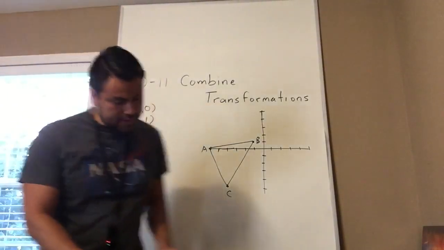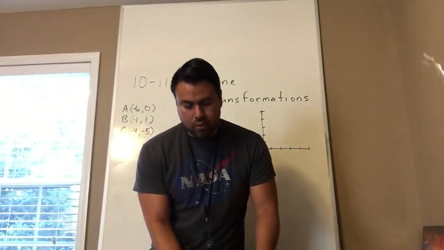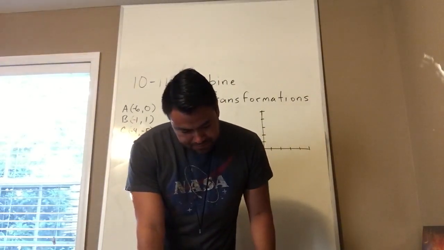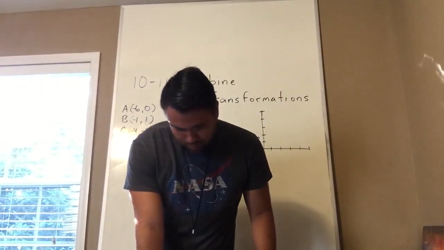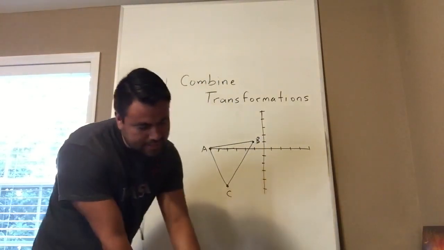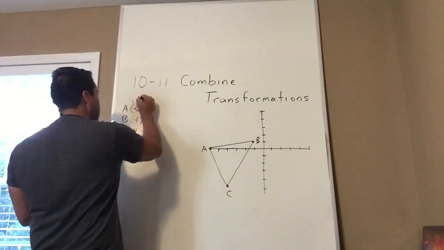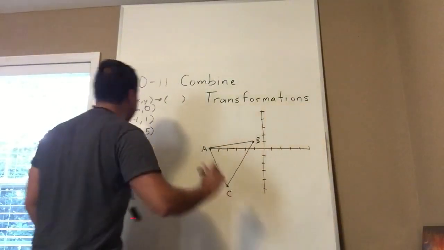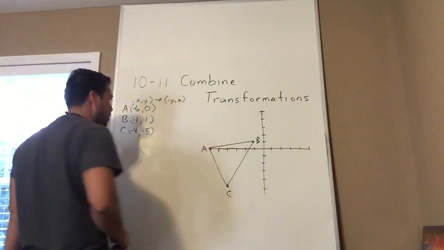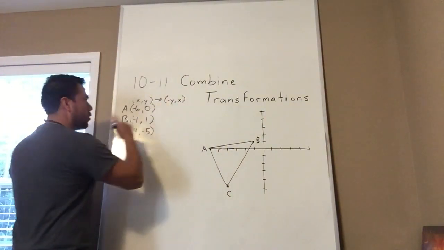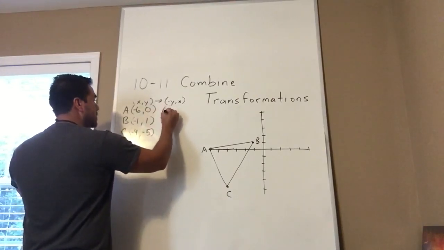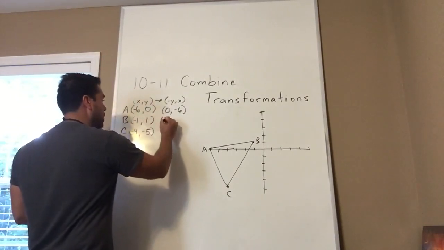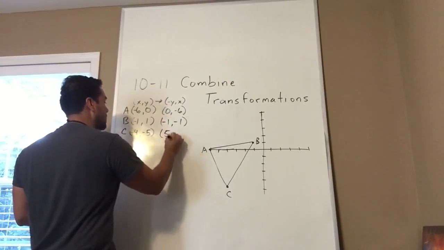Okay, so the first one is gonna be a 90 degree counterclockwise rotation. That is the rule: X comma Y, they switch and the Y changes signs. So negative Y, X, that's for 90 degrees counterclockwise. So this one becomes 0, -6. Nothing changed on the sign of Y because it was already 0. This one changes to -1, -1. And this one changes to 5, -4.